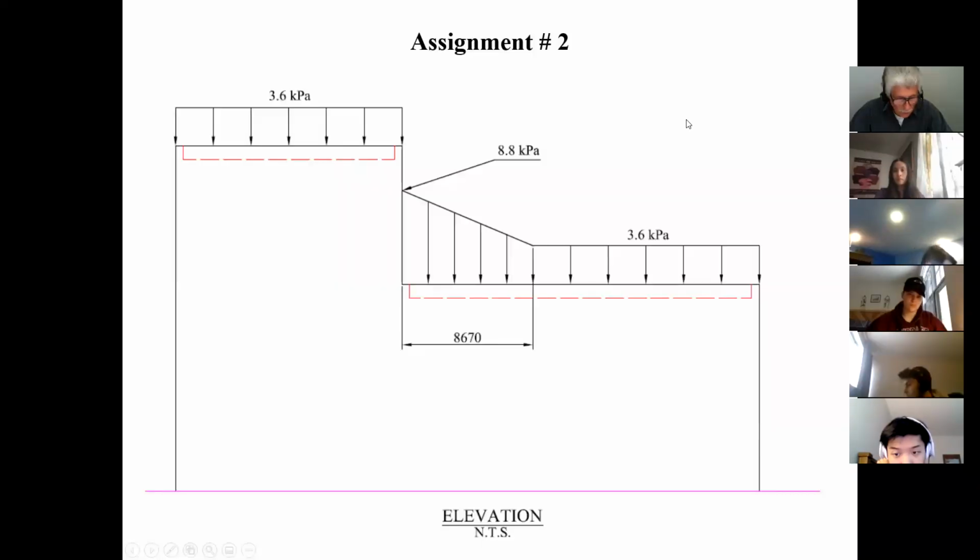And so I'm going to go here. Oh, escape.